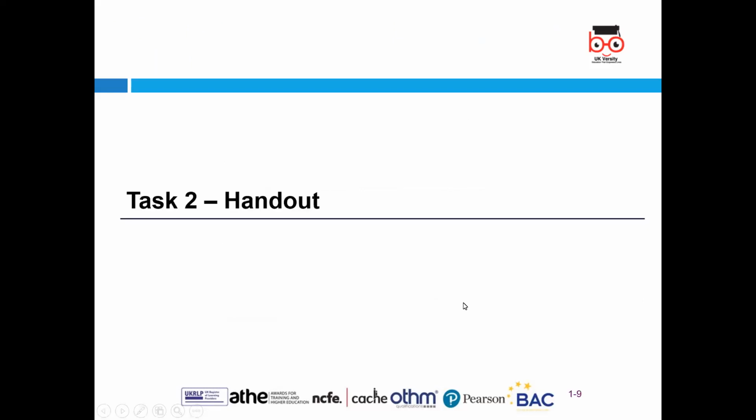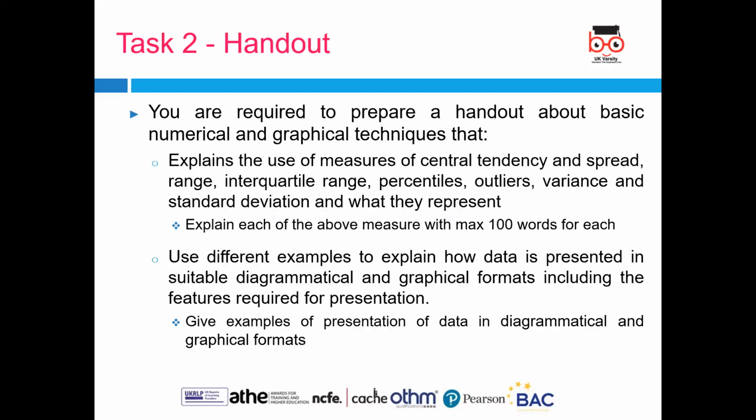So task 2 is the handout, where you have to prepare a handout. So I will explain the details. In this, you are required to prepare a handout about basic numerical and graphical techniques. The handout could be done in Microsoft Word. So the first one is to explain the use of measures of central tendency and spread, such as range, interquartile range, percentiles, outliers, variance, standard deviation, and what they represent. So you have to explain each of these measures with maximum 100 words for each.